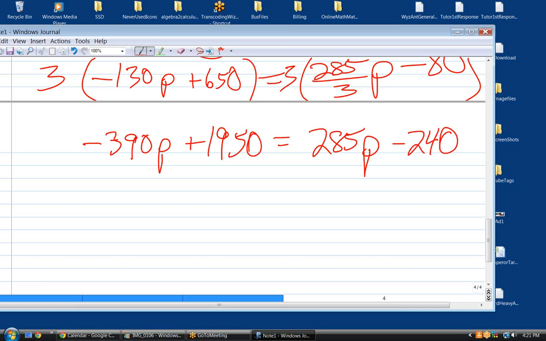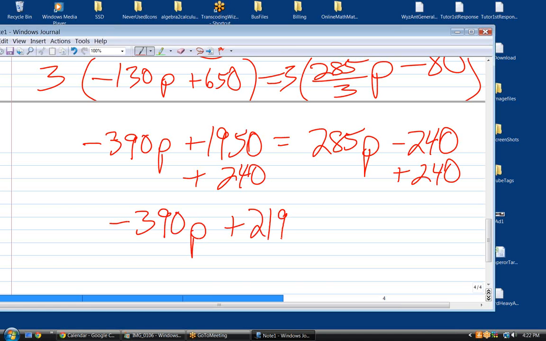What's the next step? You can get rid of the 240. Okay? So what am I going to do? You add 240 to each side. Okay? When I add 240, I'm only going to add it to the number because I can't add it to that. So I now have minus 390p plus 2190 equals 285p. What's the next step?